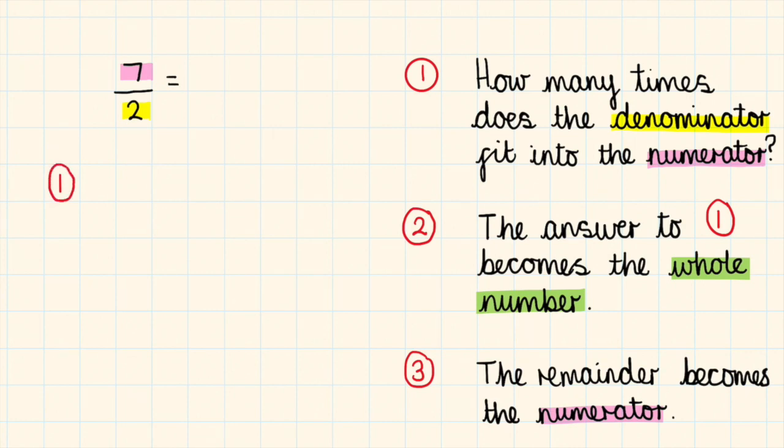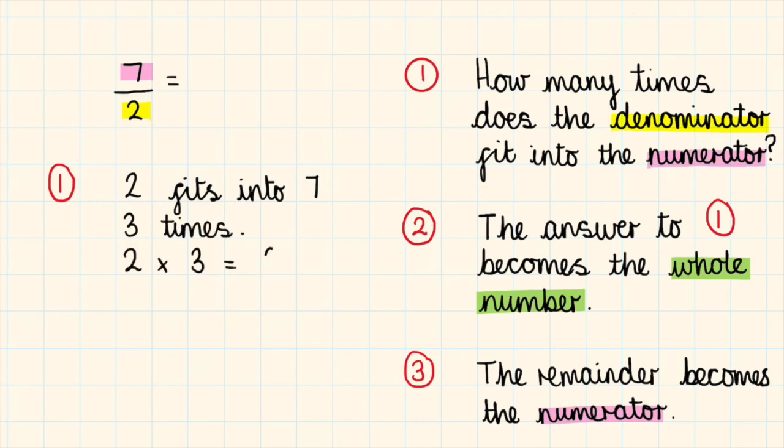So let's have a look at this from start to finish then. We're starting with 7 halves and we're going to convert it into a mixed number. The first thing we do is ask ourselves, how many times does the denominator fit into the numerator? In this example, our denominator is 2 and our numerator is 7. So we're asking, how many times does 2 go into 7? And we can see that it fits in 3 times fully. 2 times 3 giving us 6. Because it fits into 7 3 times, 3 will become our whole number.